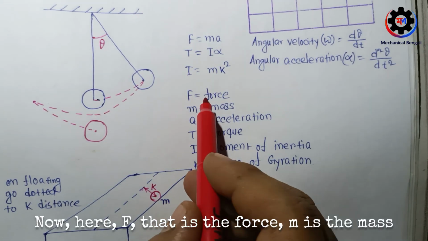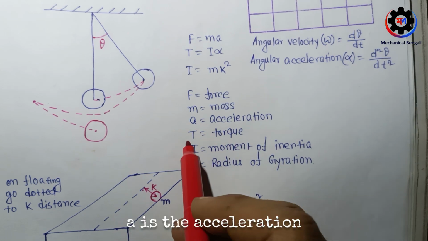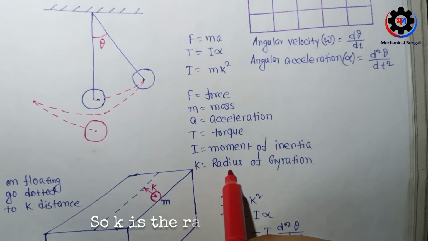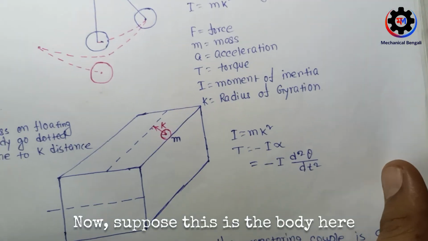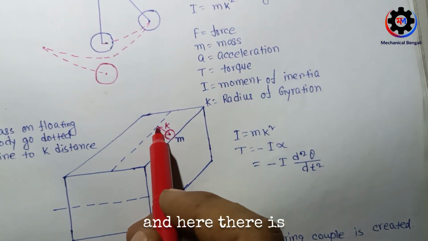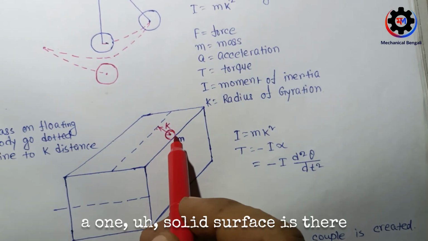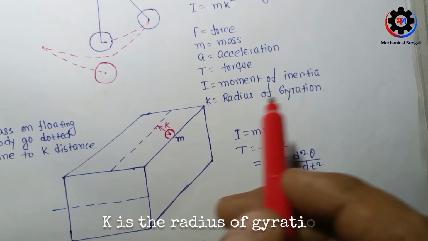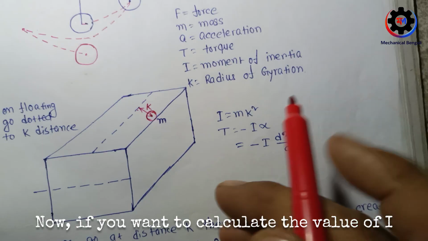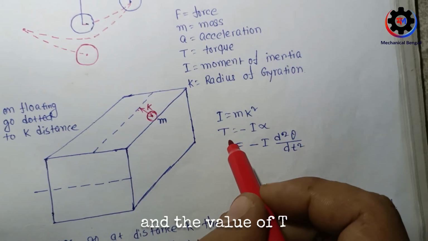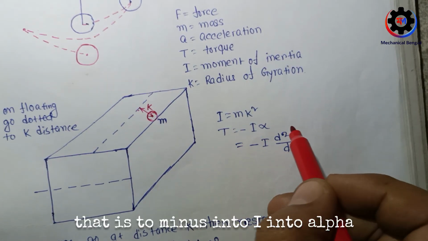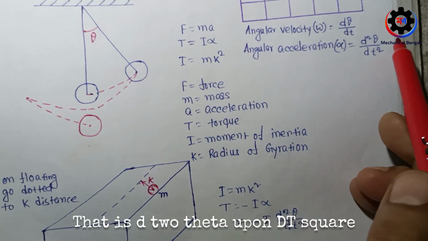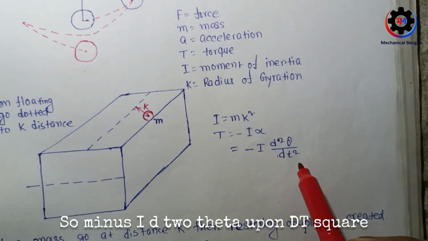Here, F is the force, m is the mass, a is the acceleration, T is the torque, I is the moment of inertia, and k is the radius of gyration. Now suppose this is the body, a solid body whose mass is m, and k is the radius of gyration. The value of I is equal to mk square, and the torque T is minus I into alpha. What is the value of alpha? That is d2 theta upon dt square. So T is minus I d2 theta upon dt square.